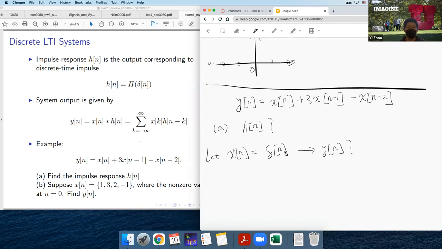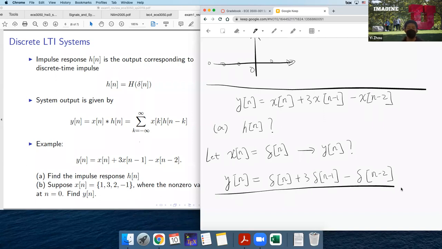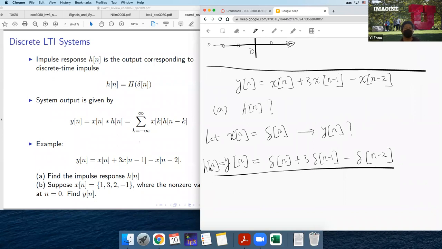So from the system equation, when x[n] is this impulse, x[n] is delta n, so y[n] is delta n plus 3 delta n minus 1 minus delta n minus 2. So this is the response to the impulse we input. So this is basically the impulse response h[n]. This is just by definition. Impulse response is the corresponding output when you input an impulse signal. So h[n] is given in this form.